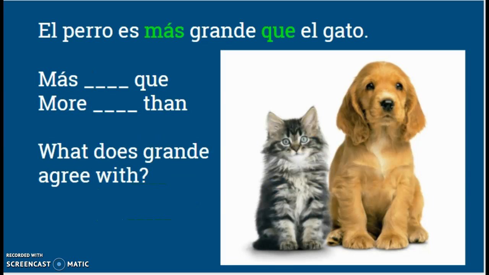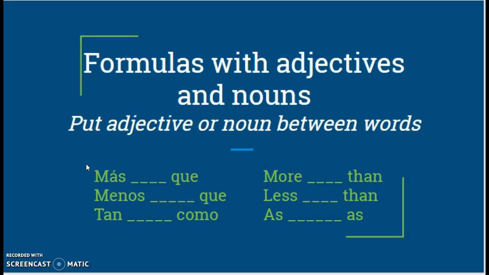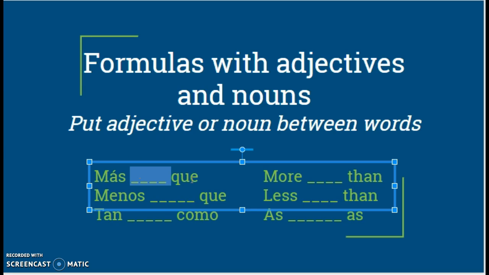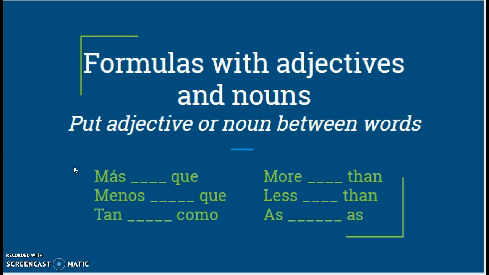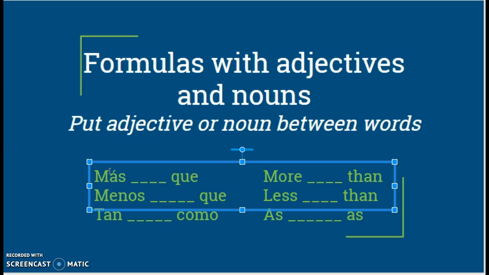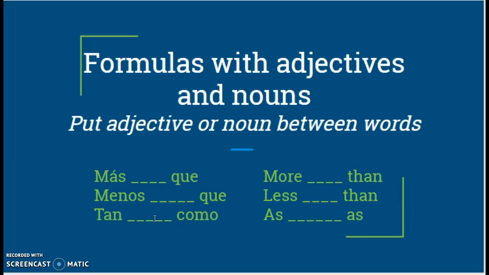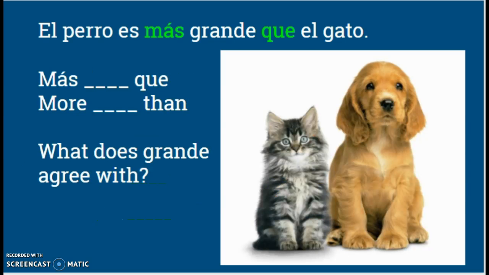So the important thing to know with adjective and noun comparisons is that you'll have the más or menos word, and then you're going to have the adjective or noun, so you can see all these blanks that I left, and then you have the word que or como for tan. So we only use tan here with adjectives and nouns. So the adjective or noun is going to go in this blank. So I'm going to show you examples of all of these formulas.